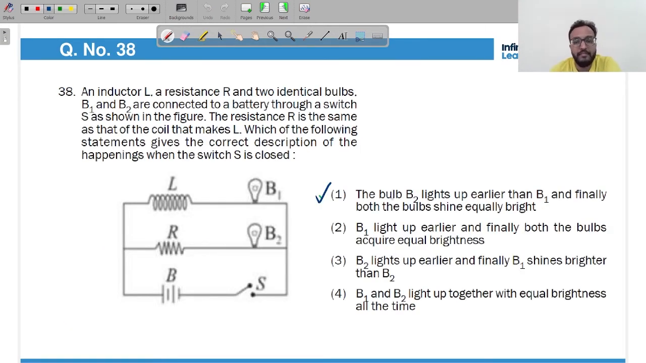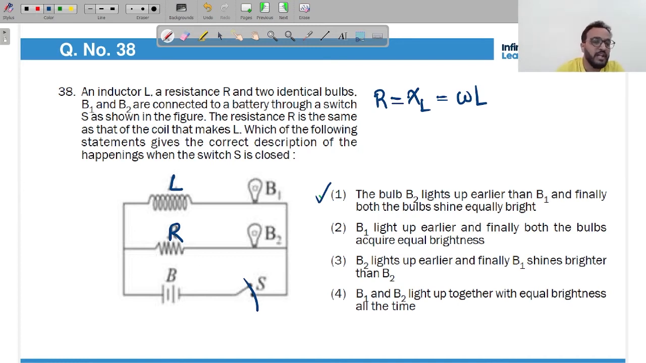38. So there is an inductor L, very good, and a resistance R, and two identical bulbs B1, B2 are connected to a battery through a switch S. The resistance R is the same as that of the coil, that means R is equal to XL, which is equal to omega L. Which of the following statements gives a correct description? When the switch S is closed, bulb B2 lights up earlier than B1, and finally both bulbs shine equally bright.